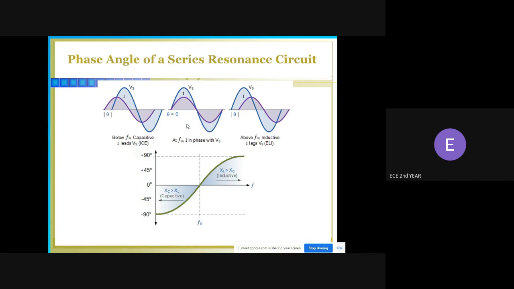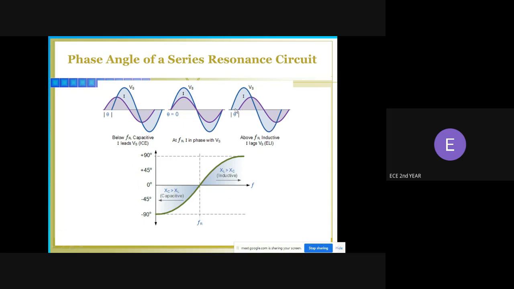So, the phase angle of a series resonance. What is the phase angle between inductor, capacitor, and resistance? For a capacitor, below fR, the current I leads the source voltage Vs. So the current will lead the voltage in a capacitor. For the resistor, current and voltage are both in phase, so theta equal to 0 degree.